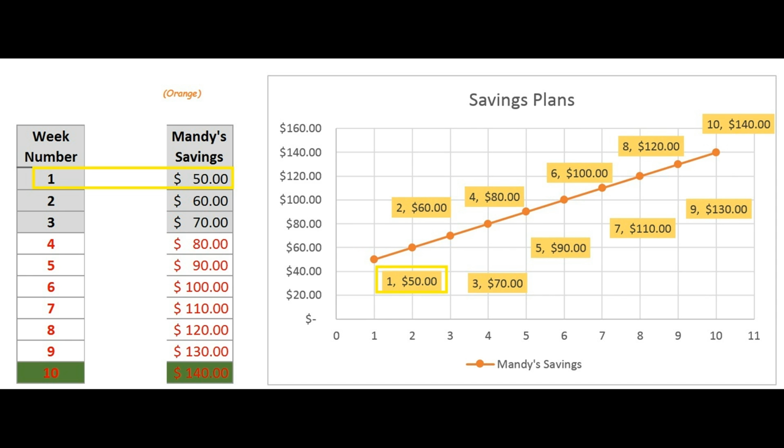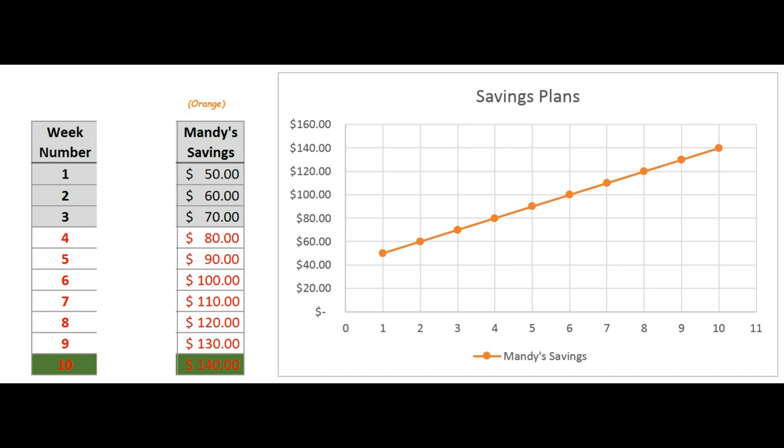So week 1, we've saved $50. Week 2, we've saved $60. And let's see, week 5, we've got $90. And just as our table says, week 10, we have $140. All right. So that's what Mandy's savings looks like as a line.